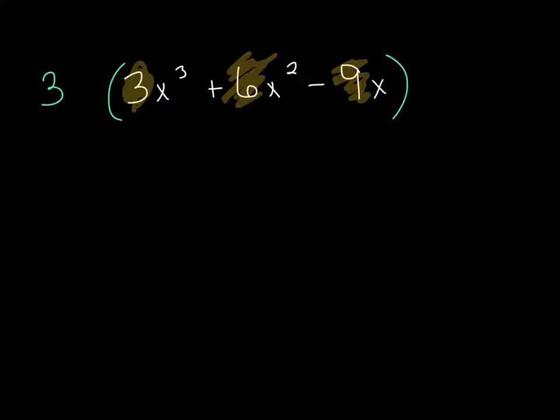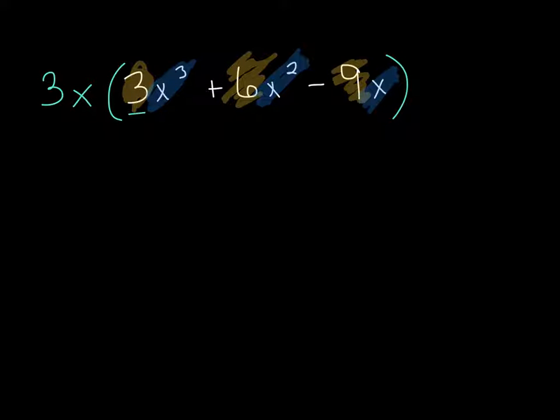Next, we want to look at our letters. We have an x cubed, an x squared, and we have an x. And the smallest exponent on the x's is x to the first. So that's what we use for our greatest common factor, because they all have at least one in common.